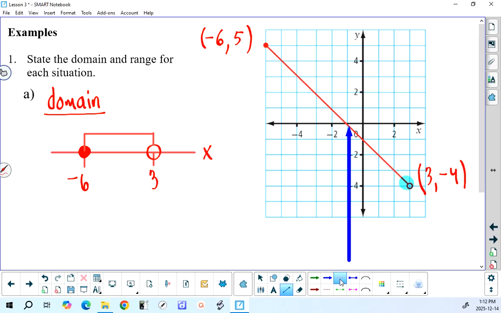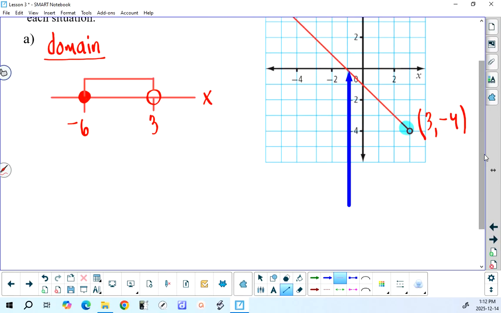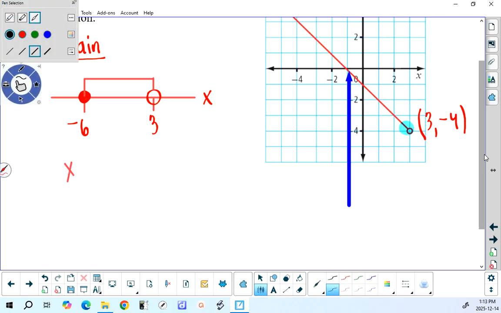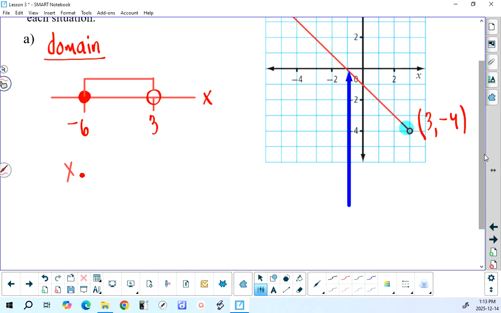Now, there are other ways that we can write that domain. One of them is to use the following notation. We say that x is a set of numbers with the minimum number being -6, anything from that up to, but not including 3. We use the square brackets to indicate that x can be equal to that number, and we use the round brackets to indicate that x is not allowed to be equal to that number.